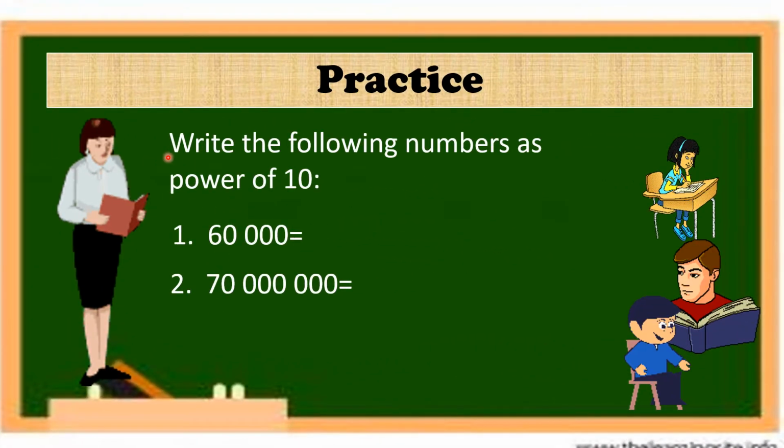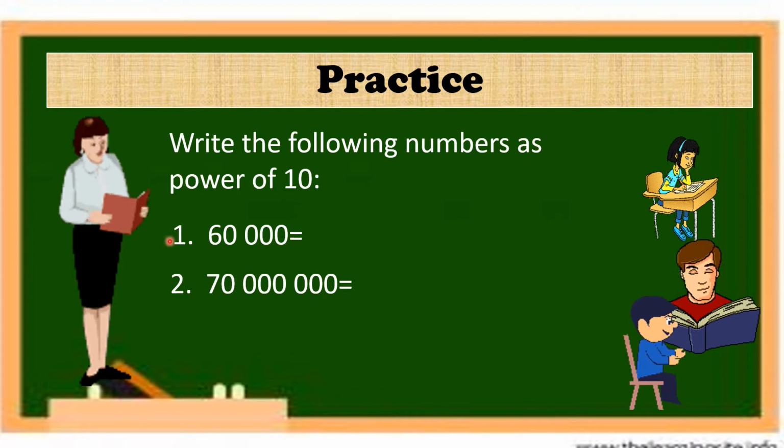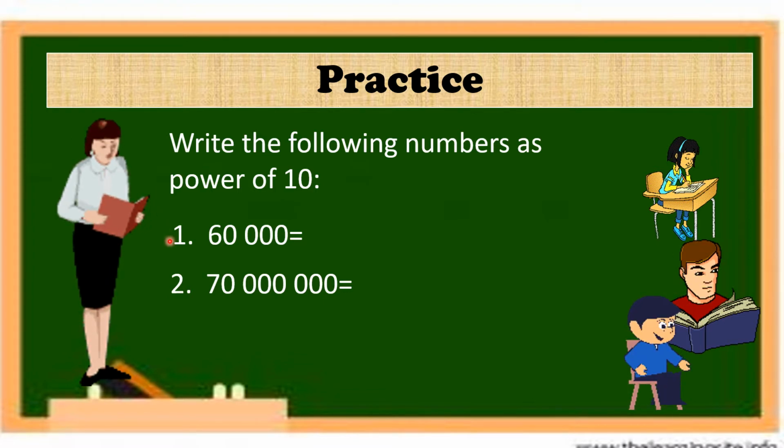Write the following numbers as power of 10. The first number is 60,000. The next number is 17 million. I am giving you time to answer the problem.